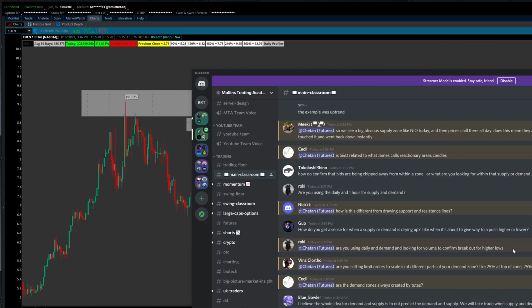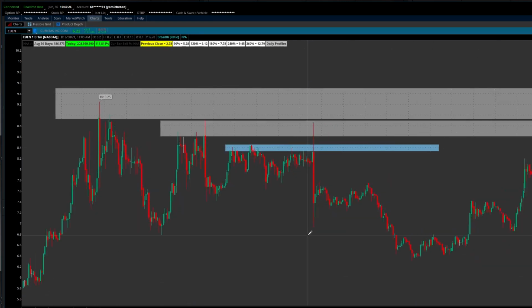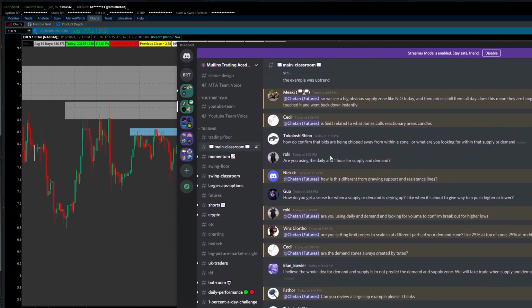Are you using daily demand, looking for volume to confirm breakout for higher lows? Yes, I would say yes. I do use daily demand zones, and volume. You want good volume. That's the whole concept of the tape speeding up, the level 2 speed. You want good volume, and you want that volume to continue as it's making the move through or rejecting that area. You want the volume to confirm the price.